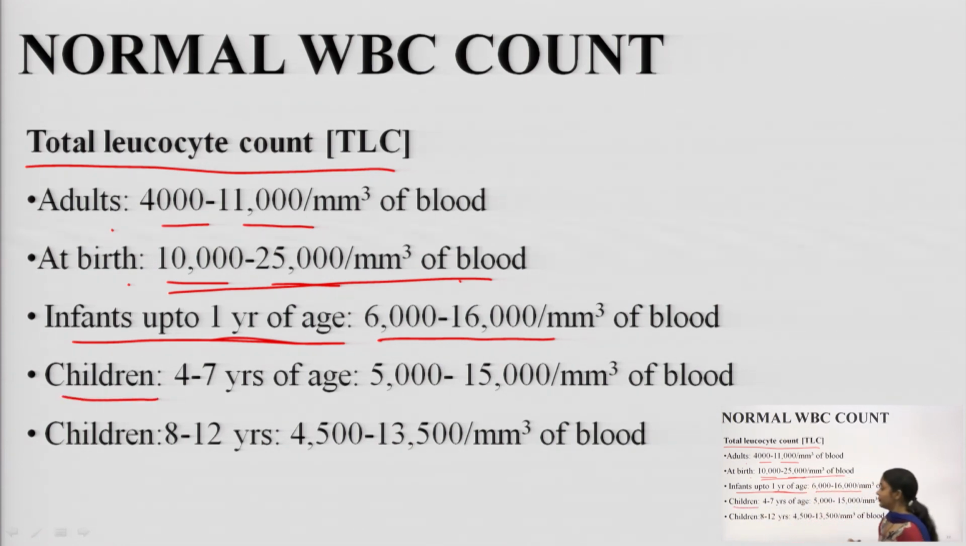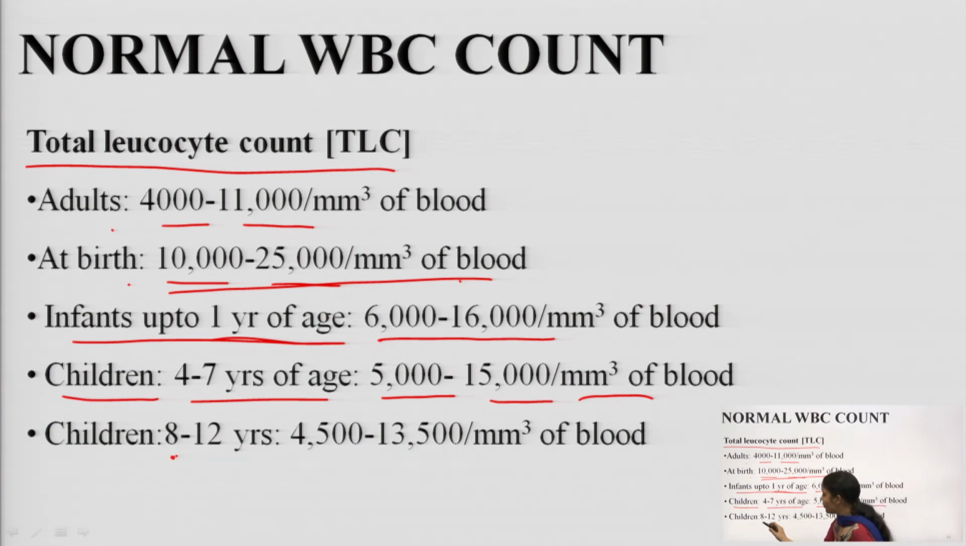Now for children of 4 to 7 years of age, the normal total leukocyte count is 5,000 to 50,000 per cubic millimeter of blood. While for children of 8 to 12 years, 4,500 to 13,500 per cubic millimeter of blood is the normal range of your total leukocyte count.